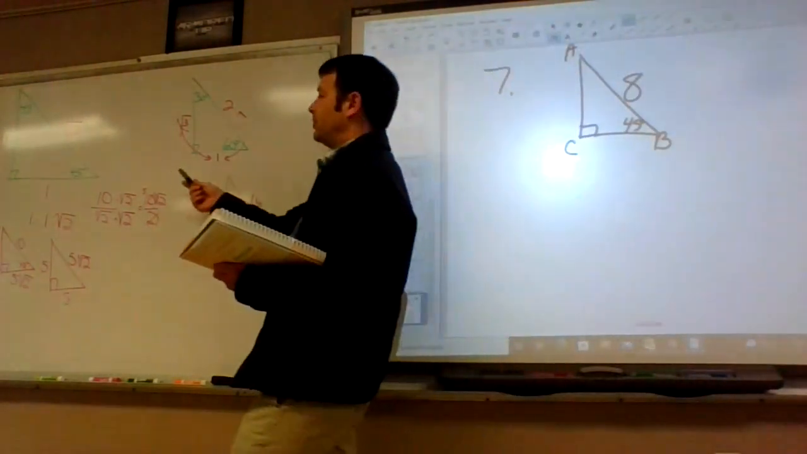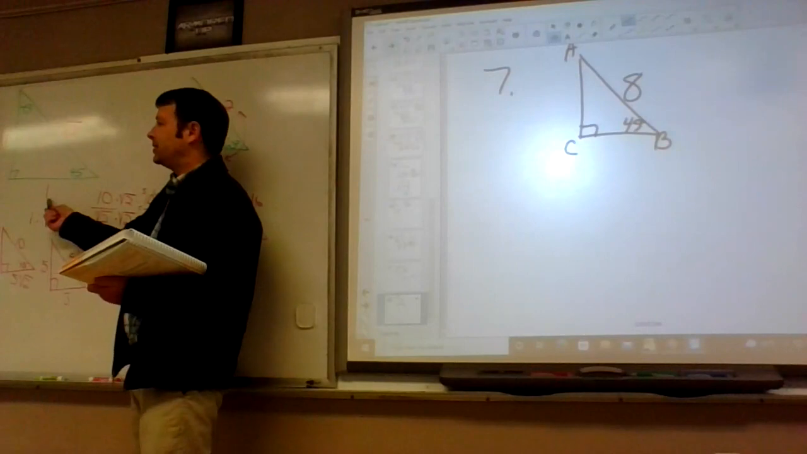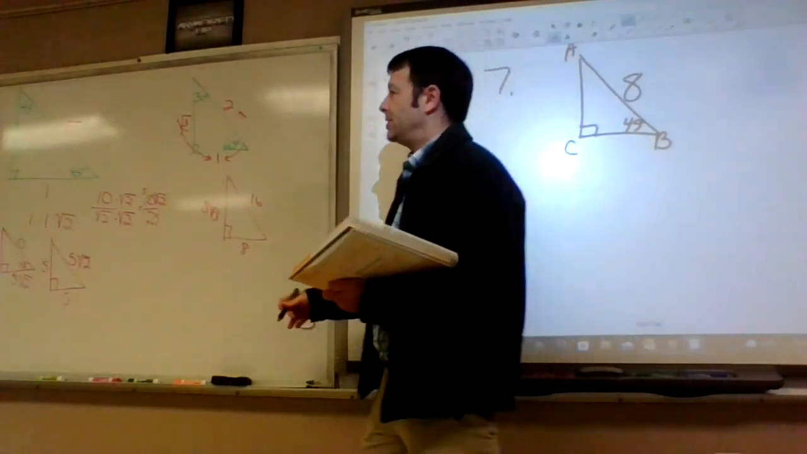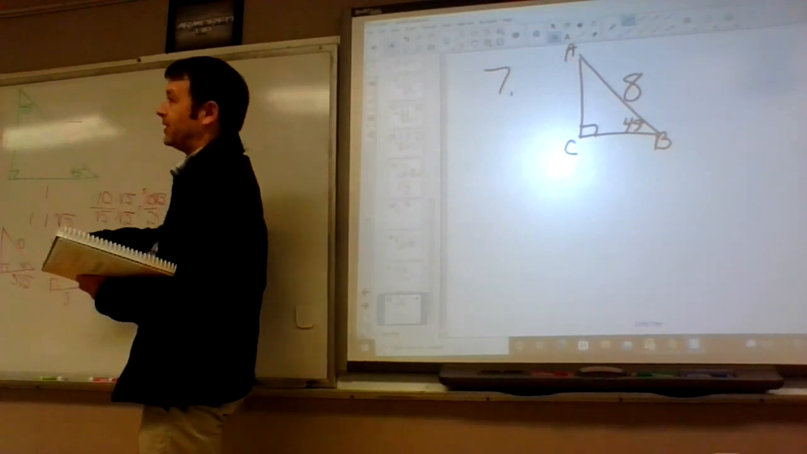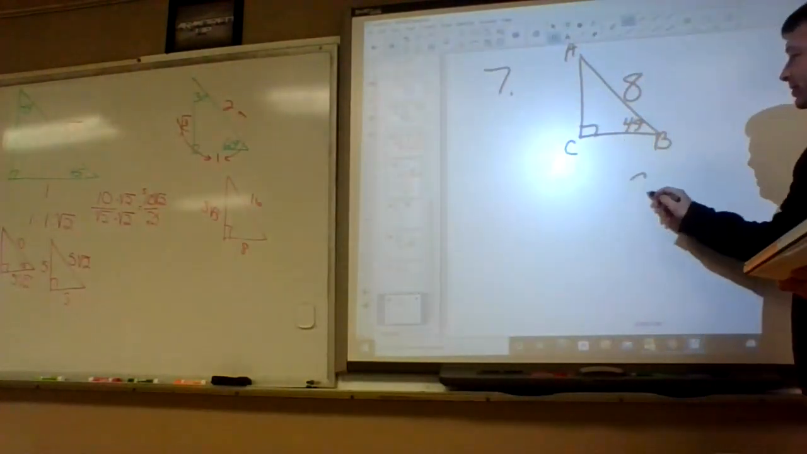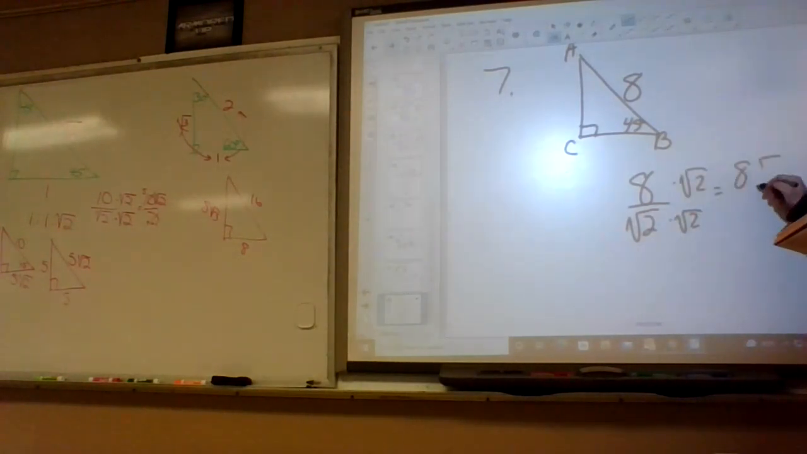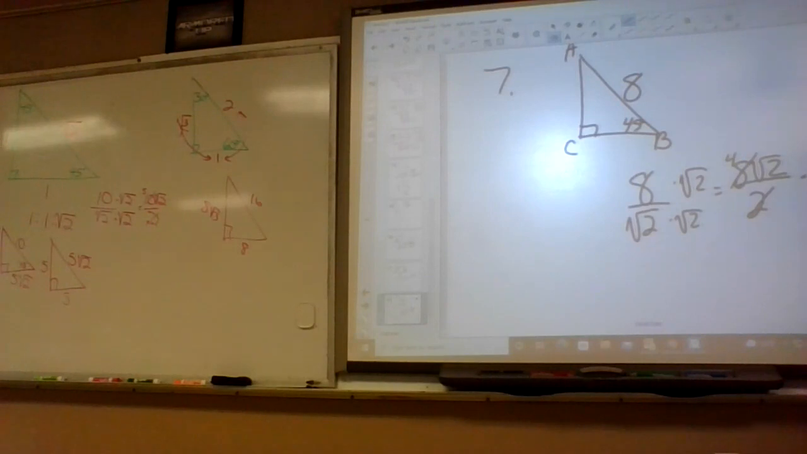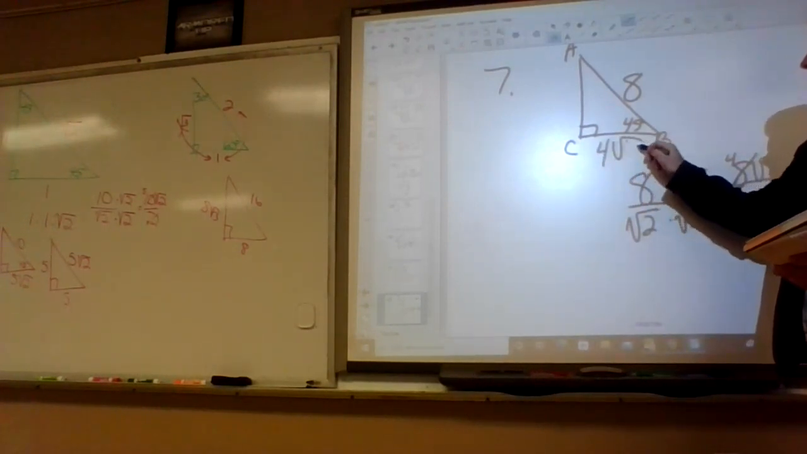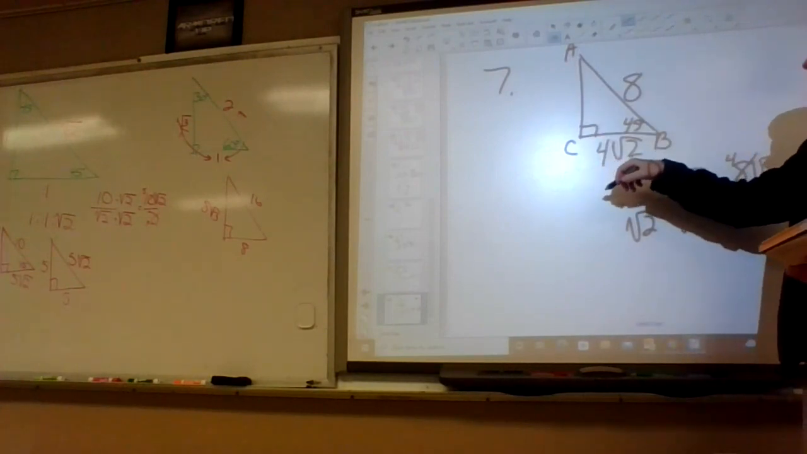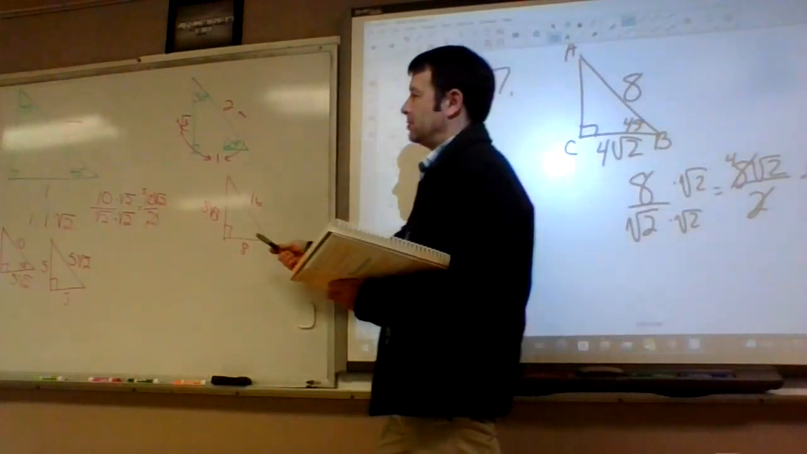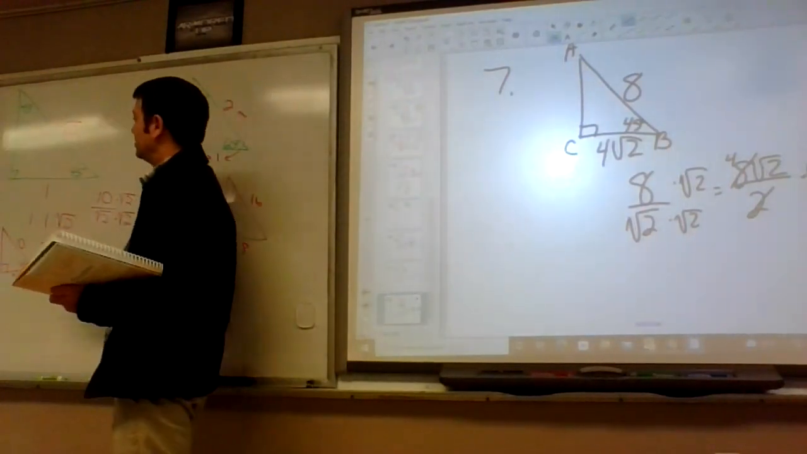If you're going from hypotenuse to short leg on a 45, 45, 90, you divide by square root of 2. It's getting smaller, so you're dividing by square root of 2. 8 divided by square root of 2 turns out to be 8 square root of 2 over 2, which is 4 square root of 2. So if CB is 4 square root of 2, what is AC? 4 square root of 2, same thing.